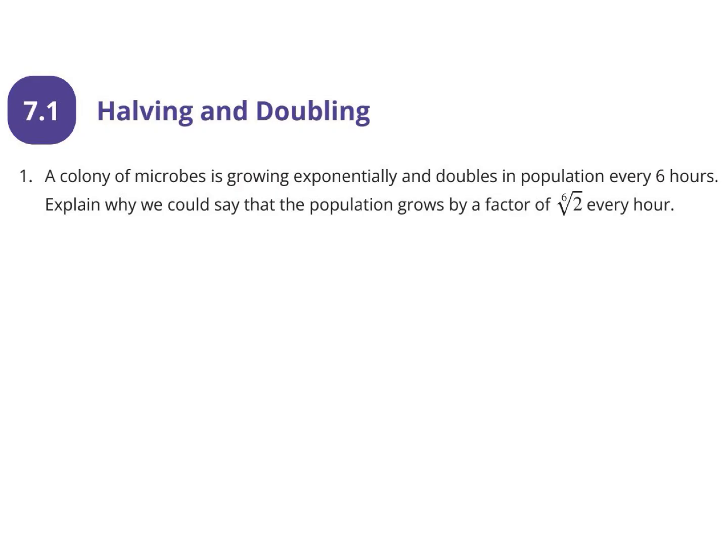Remember, in an exponential equation, we always start off y equals a, which is our start, b, which is our rate, to the x power. B is either going to be half or it's going to be double. That's what halving and doubling means. It means that your rate is half or double.